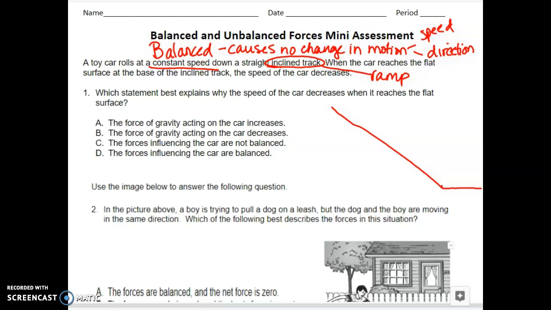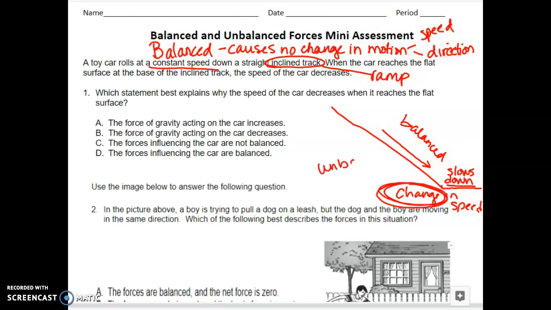So it's going down here at a constant speed that would be balanced. And when it reaches the bottom, it decreases speed. So it slows down. So that right there tells me that that is a change in its speed. Anytime you see this word change right here, you need to think of one word, and that is unbalanced force.